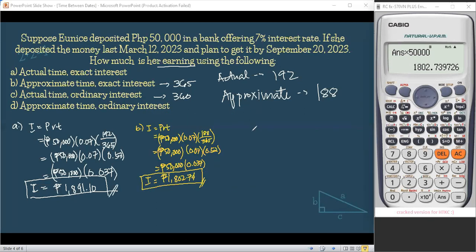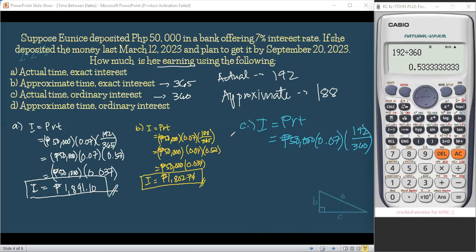Now for letter C again, we have I is equal to PRT. So we have 50,000 again, times the rate, which is 0.07, times the time. But here in our time, it says actual time and ordinary interest. So we have actual time of 192 over 360 this time, because when we say ordinary, it should be 360 only. So now, using our calculators again, 192 divided by 360, our answer will be 0.53 approximately.